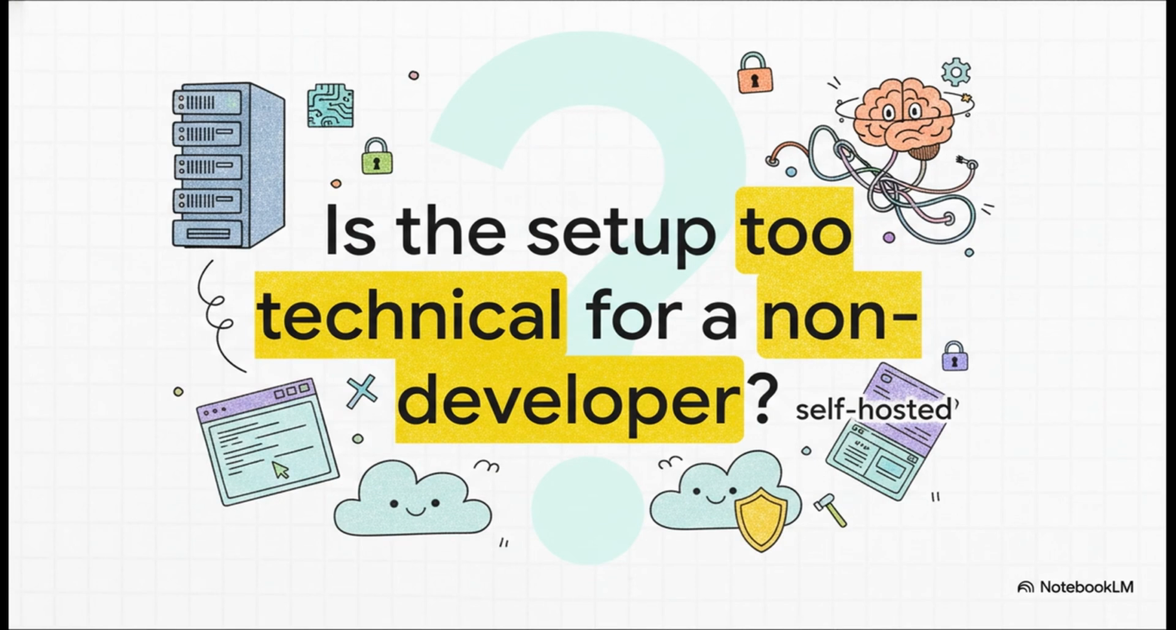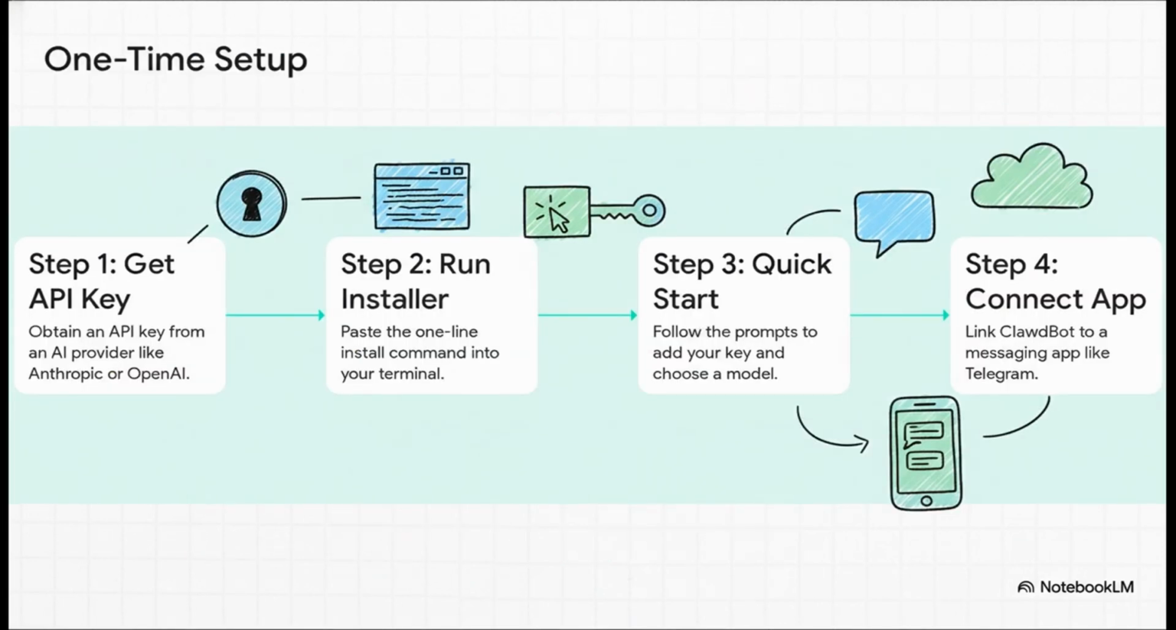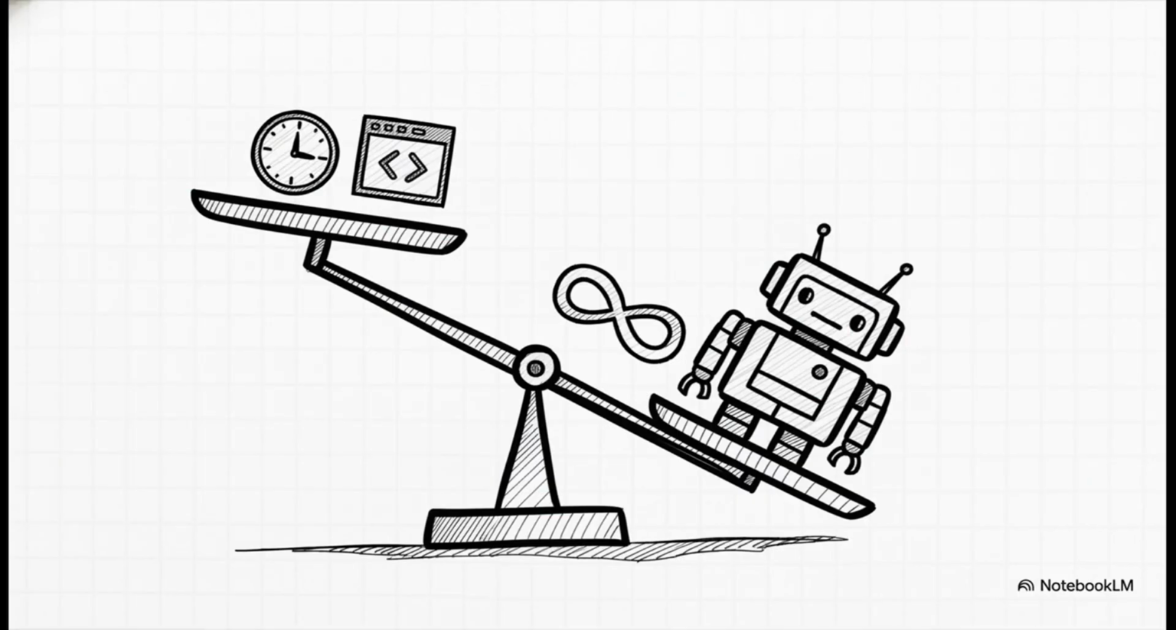Okay, now for what's probably the biggest question mark for most people. You hear words like self-hosted and terminal, and let's be honest, it can sound pretty intimidating if you're not a developer. But let's just pull back the curtain on this. Look, it's not a one-click install, I'll give you that, but the process is actually really straightforward. You basically just get your API key from your provider, you run one single command in your computer's terminal, you follow the prompts to paste in that key, and then you just connect it to your favorite chat app. That's pretty much the whole shebang. It's a one-time setup, seriously. If you can follow a simple guide, you're looking at maybe 30 minutes of your time. And for that, you get a permanent, personal AI assistant. When you think about it, that is a pretty incredible trade-off.